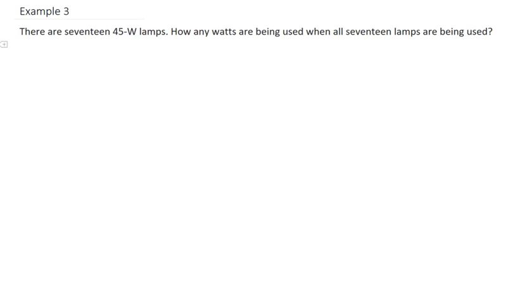Example 3. There are 17 45-watt lamps. How many watts are being used when all 17 lamps are being used? So we have 45 times 17. Then we begin by multiplying. We start with the 7 and we begin by multiplying the 5. So 5 times 7 is 35. Carry the 3. 4 times 7 is 28. Plus 3 is 31.